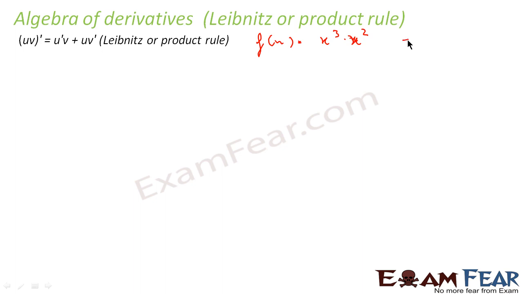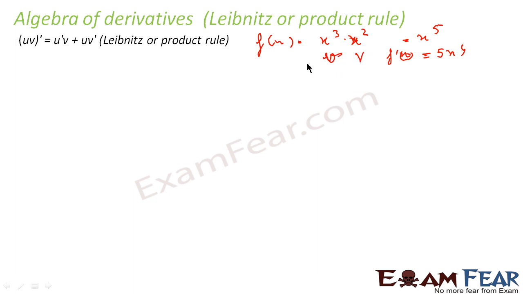I'm just taking, this is nothing but x^5. I can directly differentiate this. So if you differentiate this, my f dash x will come out to be 5 into x to the power 4. Correct? Because x to the power 5 is nothing but 5x to the power 4. But just to explain this example, I'm breaking this into two functions. This is u and this is v.